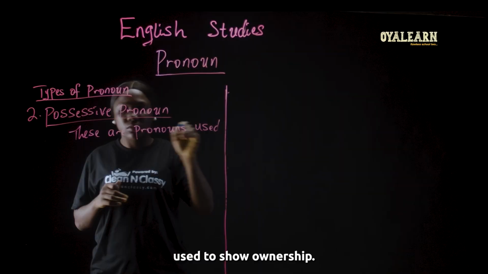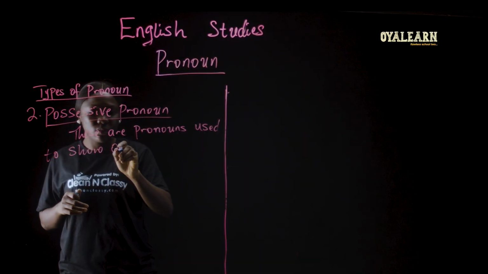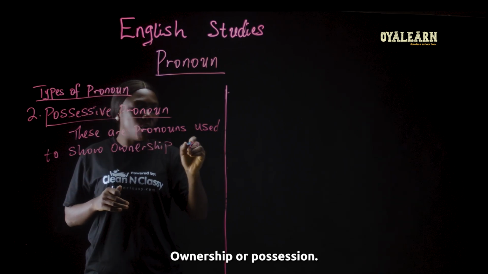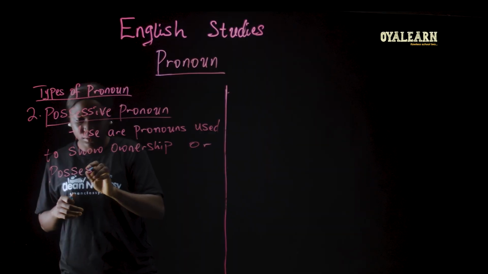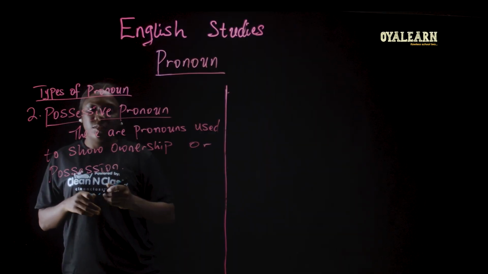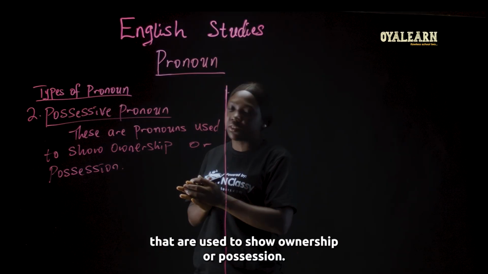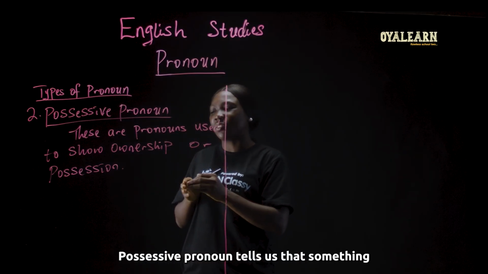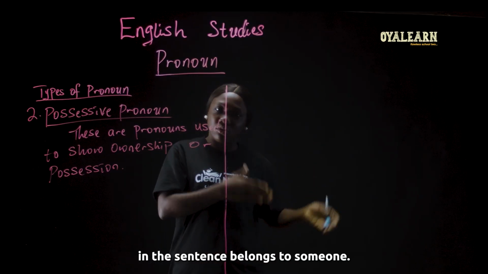These are pronouns used to show ownership or possession. Possessive pronouns are pronouns that are used to show ownership or possession. A possessive pronoun tells us that something in the sentence belongs to someone.